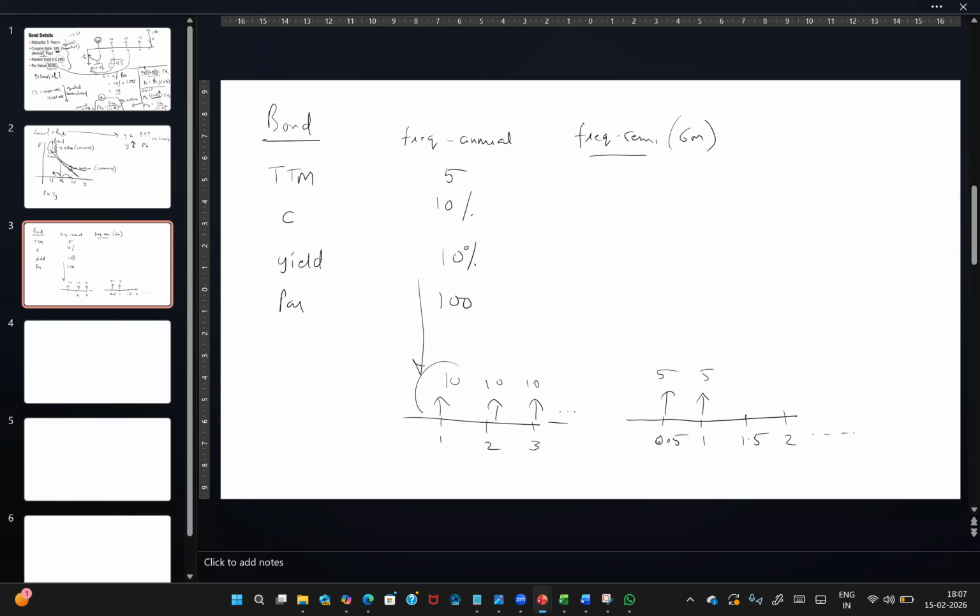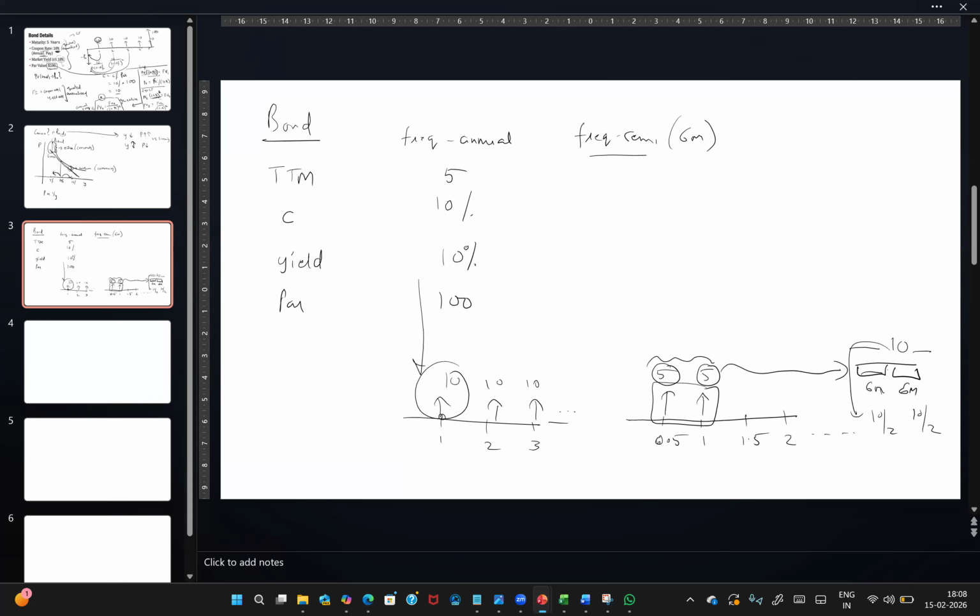Now, instead of receiving 10 at the end of the year, you receive 2 payments of 5 each, after every 6 months. So the total coupon remains the same at the end of the year, but it is distributed. You receive 5 at the end of 6 months and 5 at the end of 1 year. How did I get this? If 10 is the coupon for the entire year, clearly for 6 months the coupon will be half of that. So for every 6-month period, the coupon will be 10 by 2.